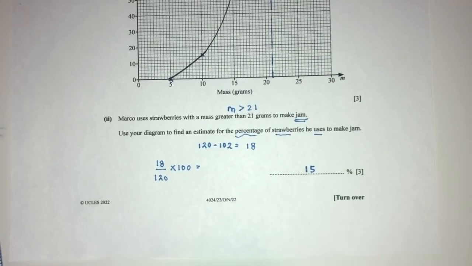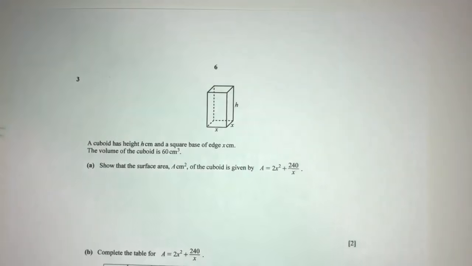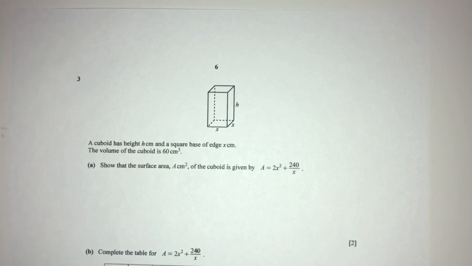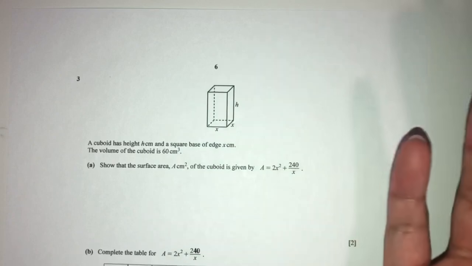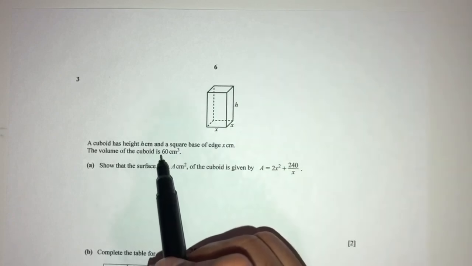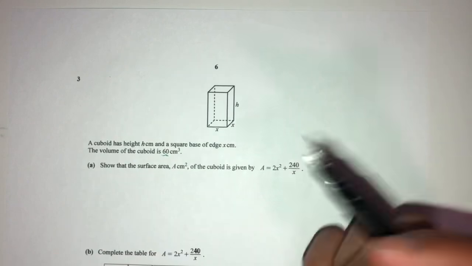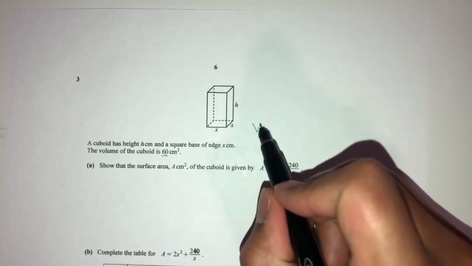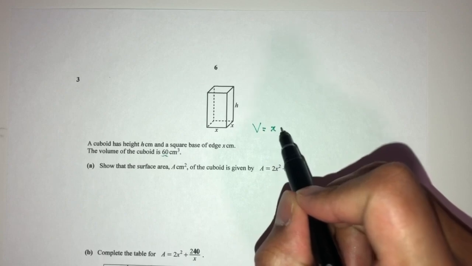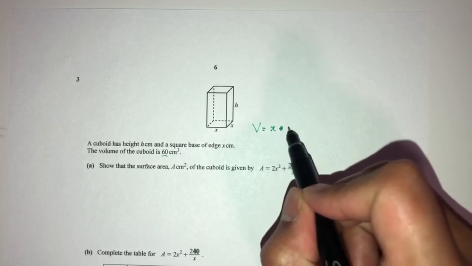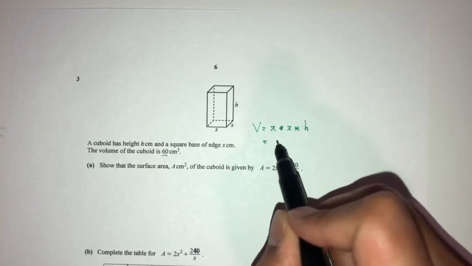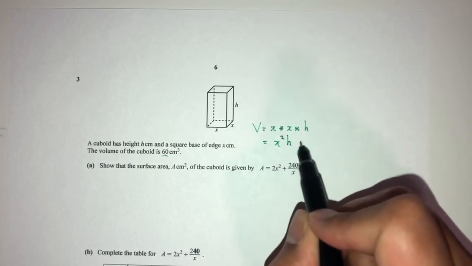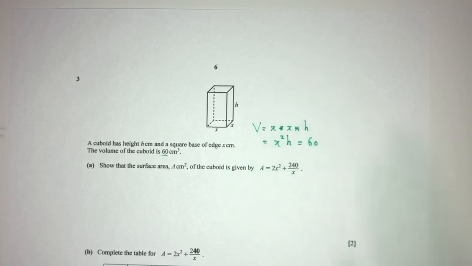And that is your question number 2. So let's move on to question number 3. Here we have a cuboid, has height h, as you can see, and has a square base of x times x. The volume is given to you by 60 centimeter cubed. Now, how do you find the volume of a cuboid? Volume will be length times width times the height. That will be x squared h is equal to 60 according to the question.